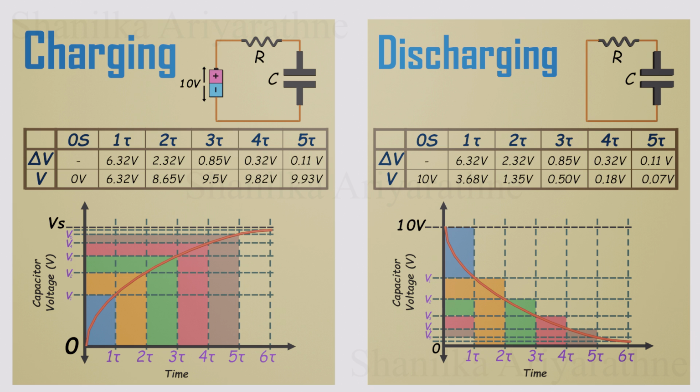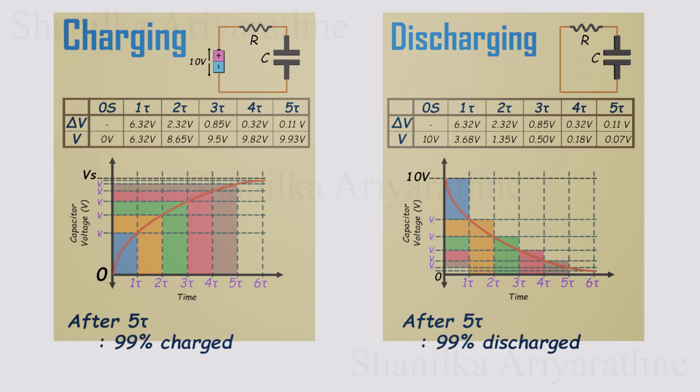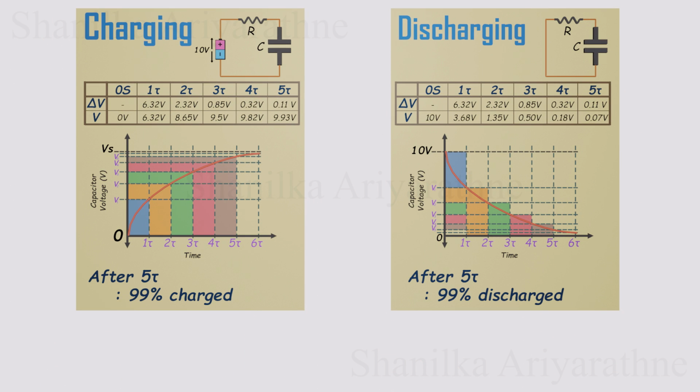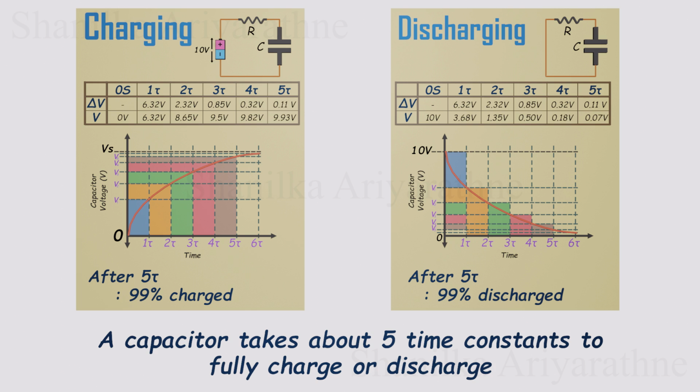In theory, a capacitor never fully reaches the supply voltage when charging or 0 volts when discharging. But practically, after 5 time constants, it's more than 99% charged or more than 99% discharged. That's why we can confidently say a capacitor takes about 5 time constants to fully charge or discharge for all practical purposes.